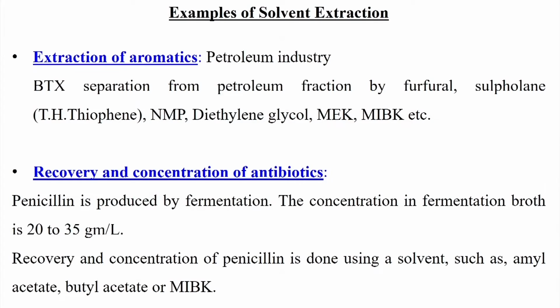Another example is recovery and concentration of antibiotics, like penicillin, which is recovered using this extraction process rather than other mass transfer operations. Penicillin is produced by fermentation, and we can separate it from the fermentation broth using extraction. The concentration of penicillin in the fermentation broth ranges from 20 to 30 gram per liter, and recovery and concentration is usually done using a solvent such as amyl acetate or butyl acetate or methyl isobutyl ketone.